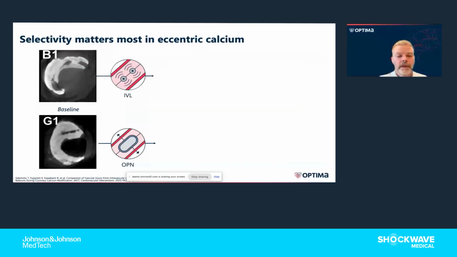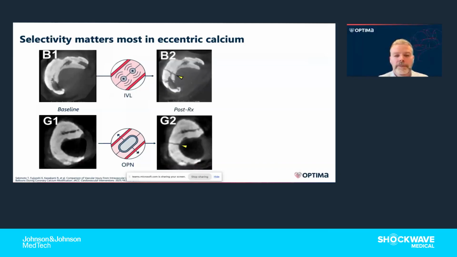And we can look at that here in a zone of eccentric calcium, and this selectivity matters most in eccentric calcium, because remember, if you have concentric calcium, there's literally nowhere else for the force to go. So you can apply a lot of force and the vessel is in some way protected from that force. By contrast, if the morphology is eccentric, then the normal tissue can be exposed to extra forces and that can lead to disruption. So here on the top, it's IVL, micro-CT, bottom OPN.